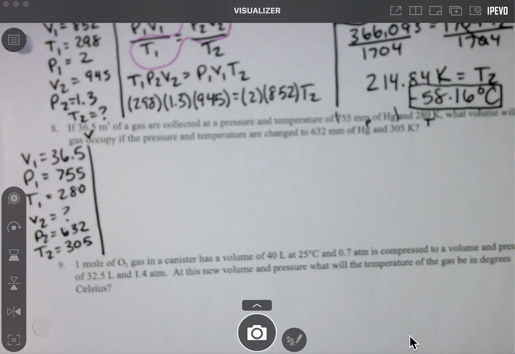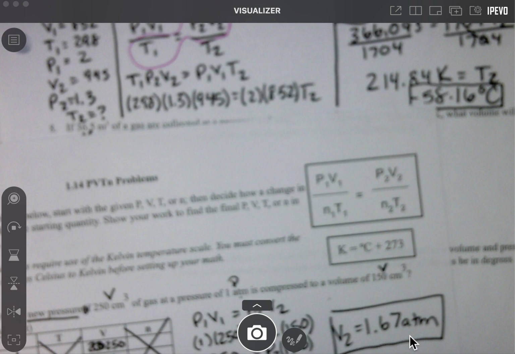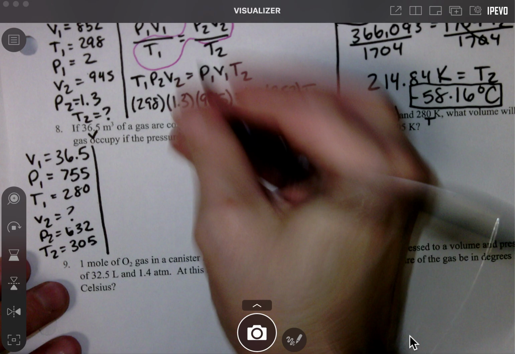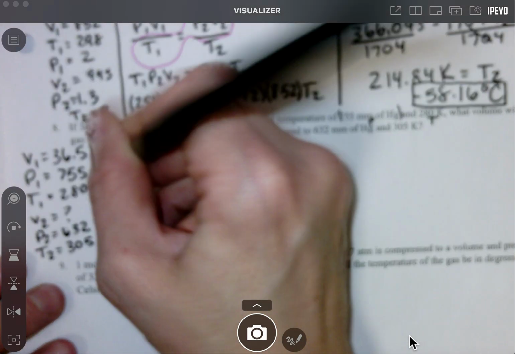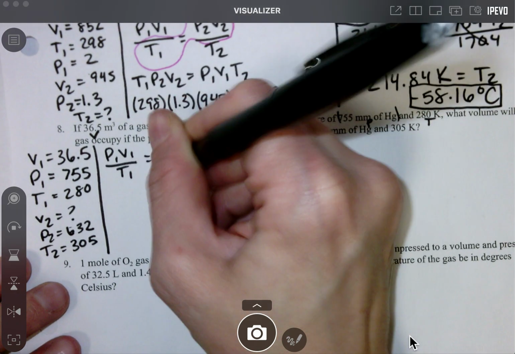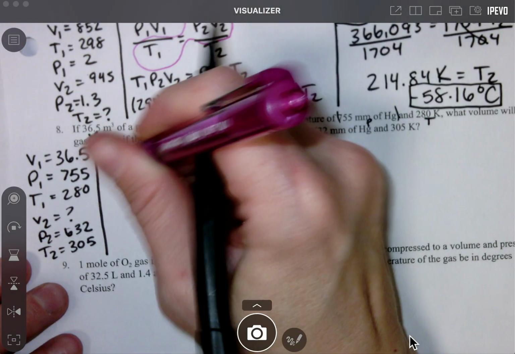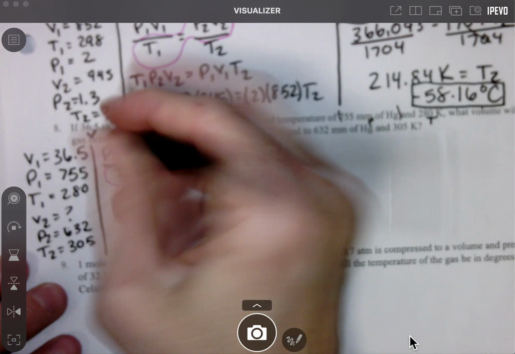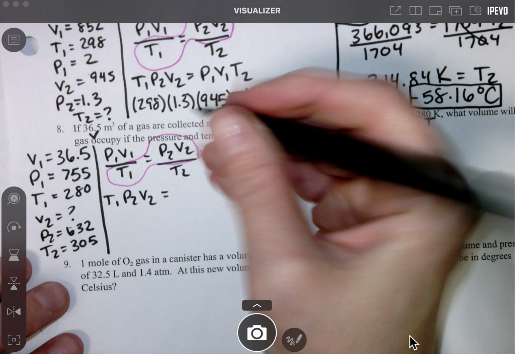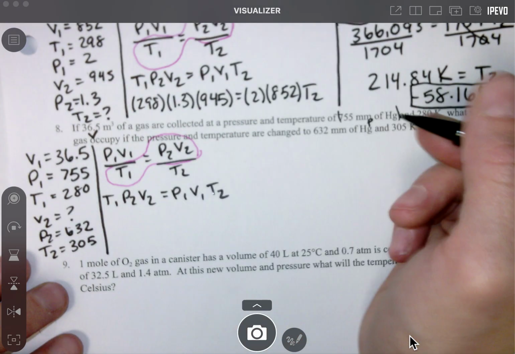So I'm going to rewrite my equation here. I'm going to exclude all variables that are constant. Here there's no mention of number of particles, so that is constant. So P1 V1 divided by T1 is equal to P2 V2 divided by T2. So again, I'm just going to cross multiply this. So T1 P2 V2 is equal to P1 V1 T2.